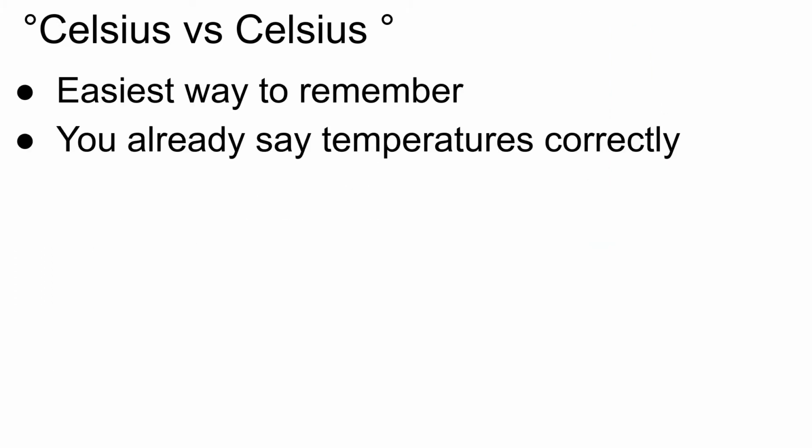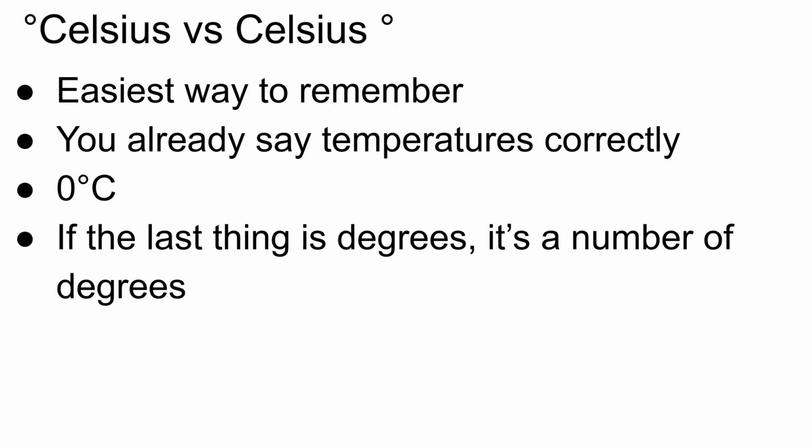The easiest way to remember this is just remember you already say temperatures correctly. 0 degrees, that's a temperature. If the last thing is degrees, it's a number of degrees. 100 Celsius degrees. So the last thing is degrees, so those are a number of degrees.